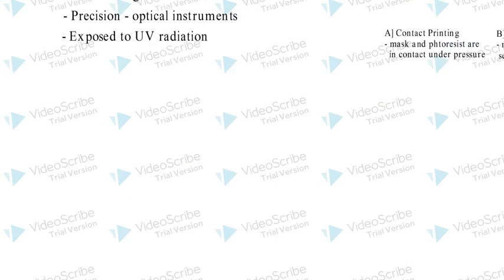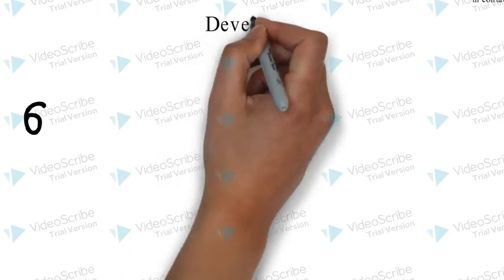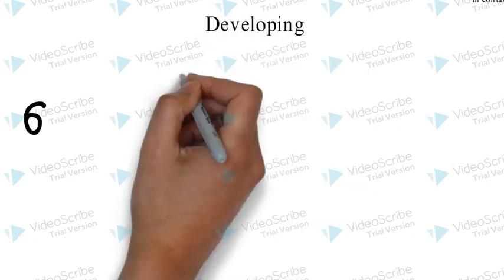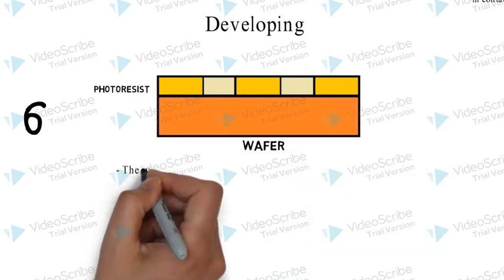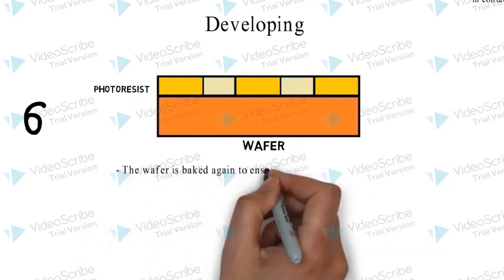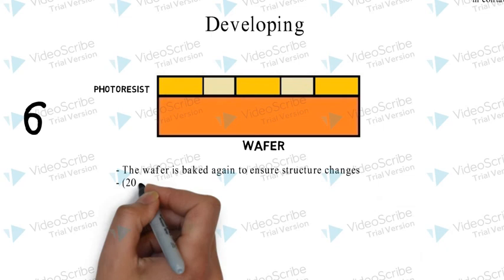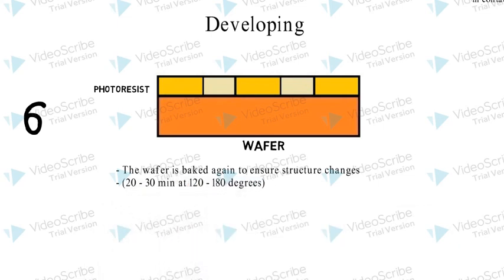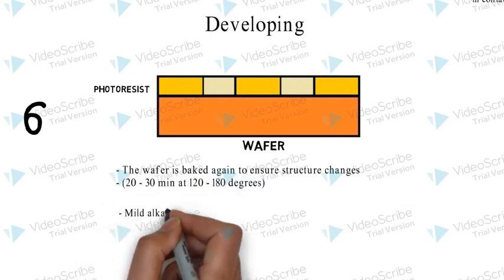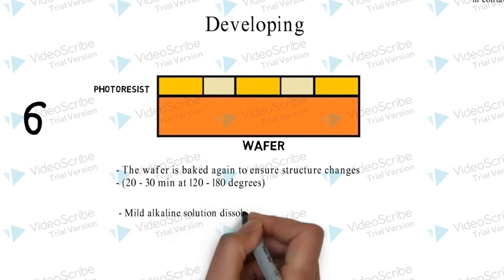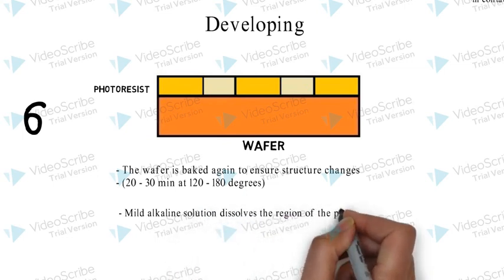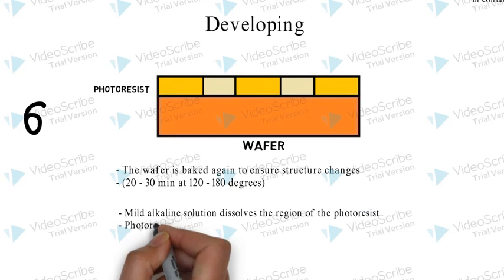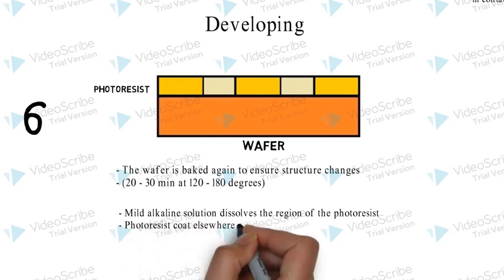After the mask alignment and exposure to UV radiation, the wafer is then subjected to developing, in which the wafer is baked again to ensure the structural changes due to radiation. This is done for 20 to 30 minutes at 120 to 180 degrees Celsius. Then the whole wafer and photoresist arrangement is treated with a mild alkaline solution which dissolves the region of the photoresist preferentially, whether they were exposed or not exposed to the UV radiation.